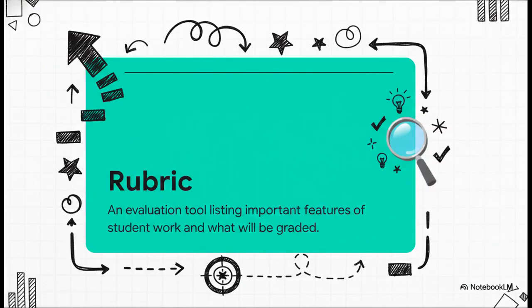So to make all this formal assessment feel fair and really clear, you've got the rubric. A rubric is basically a roadmap to success. It spells out exactly what a student needs to do to get a good grade. No mystery, no guessing, they know exactly what's expected of them.